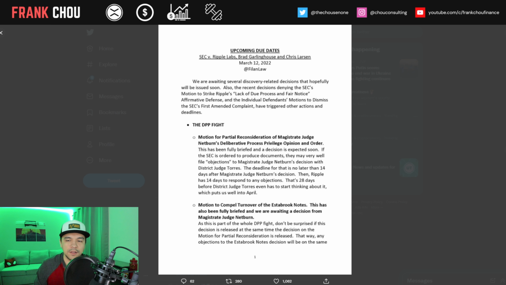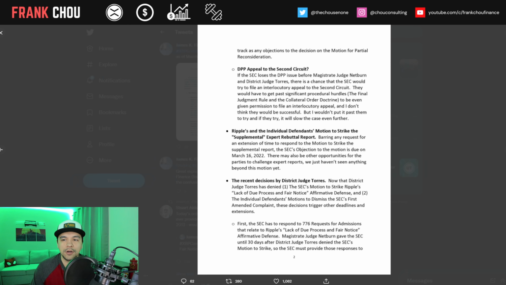So first, let's talk about the DPP fight. We're still waiting on the motion for partial reconsideration of Judge Netburn's DPP opinion and order. This is related to those emails with Bill Hinman. We have the motion to compel the turnover of the Easterbrook notes. That has been fully briefed, and we're waiting on a decision from Judge Netburn on whether or not those will be allowed.